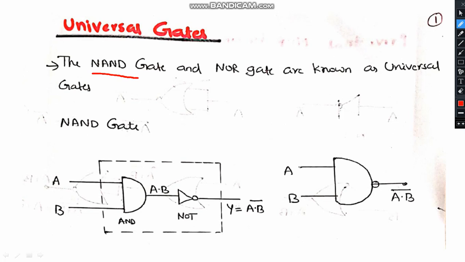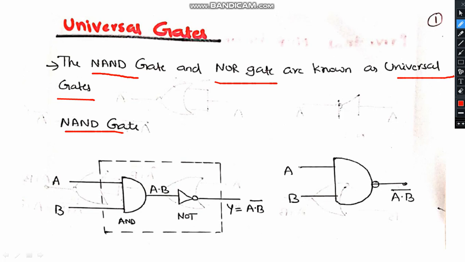NAND gate and NOR gate are collectively known as universal gates. Why? Because you can realize other basic gates such as NOT gate, AND gate and OR gate by using this combination. That is why NAND gate and NOR gate are collectively known as universal gates.